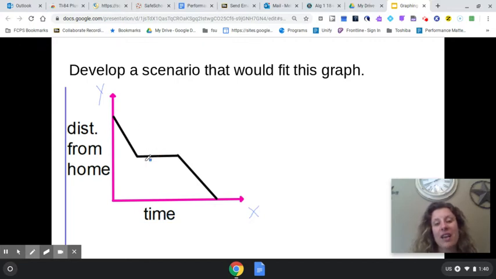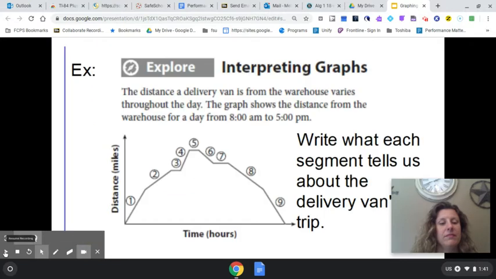So as time is continuing to increase, our distance from home is not changing. So maybe the bus made a stop and they're letting off students from the bus. Okay, and then our distance from home again starts to decrease. And then we are at our house. So maybe we're the second bus stop in the ride from the school to our house.